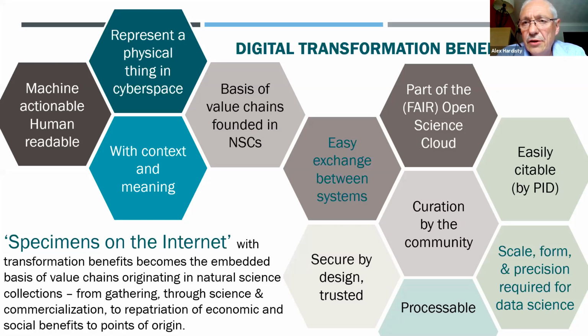And you can see there across the screen a range of digital transformation benefits that range on the one hand from machine actionable and human readable, representing physical things in cyberspace with context and meaning, through the easy exchange between systems secured by design and trusted and part of open science clouds, to being easily citable by their persistent identifiers, and of scale, form and precision that is required for advanced data science, often unimaginable uses of this kind of data, which we can't foresee at the present time.